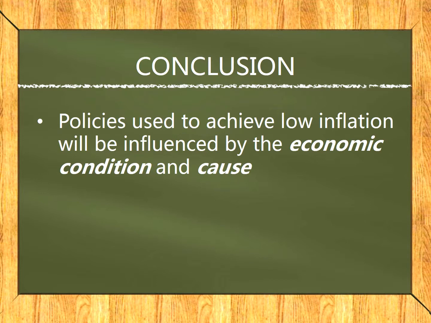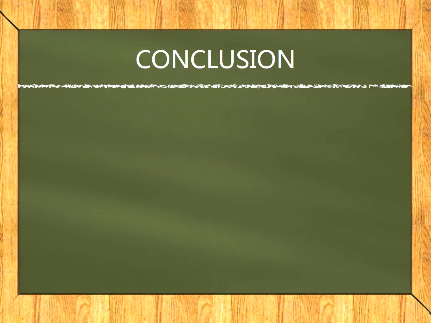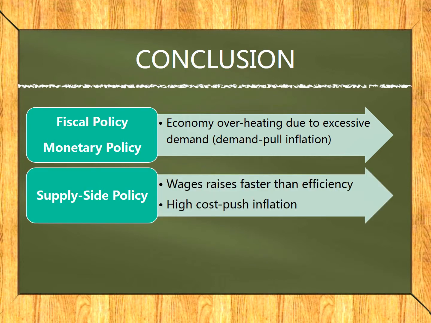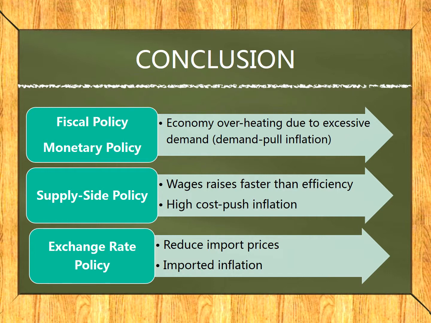In conclusion, there are many policies that can be used to achieve low inflation. However, in order for the policy to be effective, we have to take a look at the current economic conditions and the cause of inflation. To sum it up, suppose the economy is plagued by demand-pull inflation and is overheating due to excessive demand, the government can consider adopting contractionary fiscal or monetary policy. However, if inflation is due to high cost of production and wages are rising faster than efficiency, then the government should adopt supply-side policies. For countries that are small and open and depend a lot on imported goods, the government can then use exchange rate policy to lower the imported inflation.